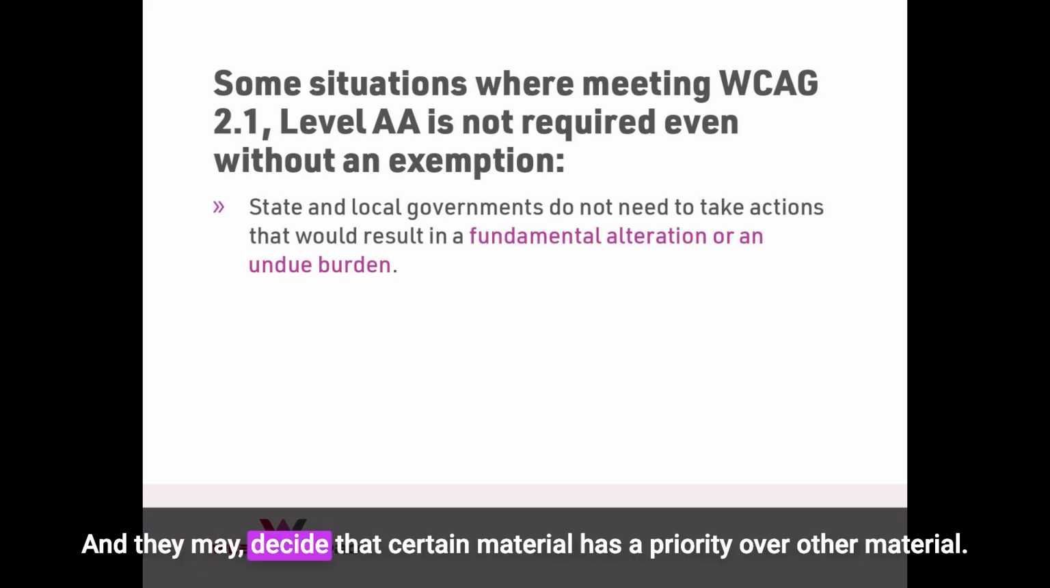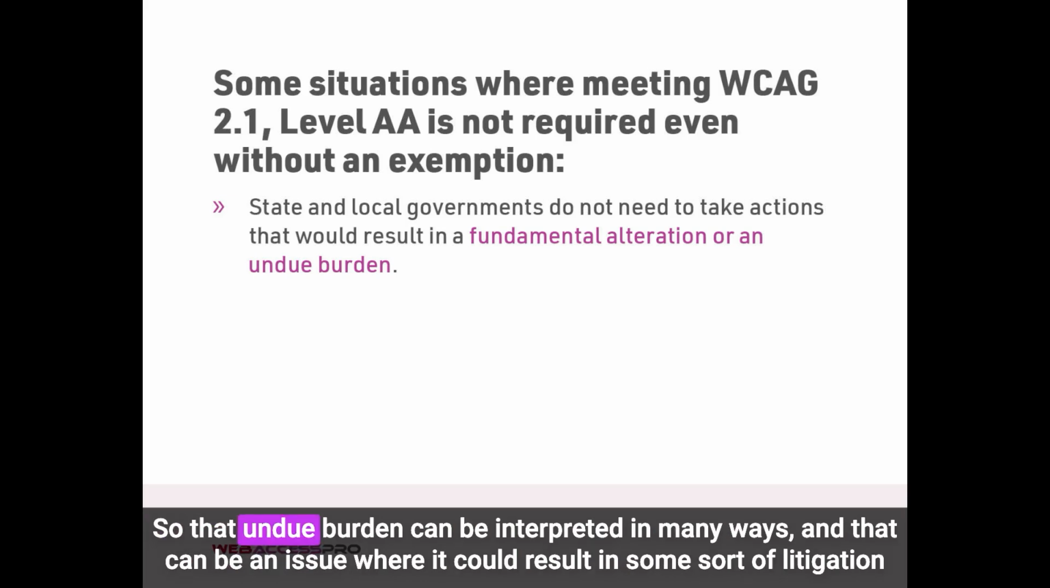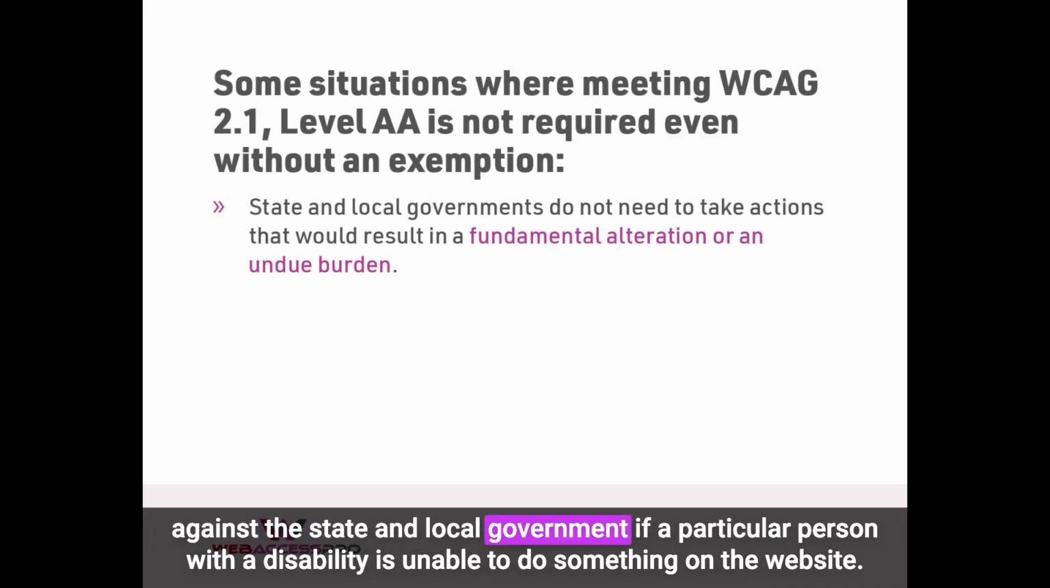And they may decide that certain material has a priority over other material. So that undue burden can be interpreted in many ways, and that can be an issue where it could result in some sort of litigation against the state and local government if a particular person with a disability is unable to do something on the website.